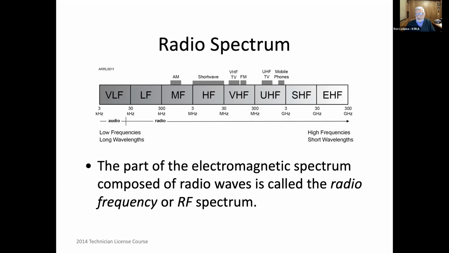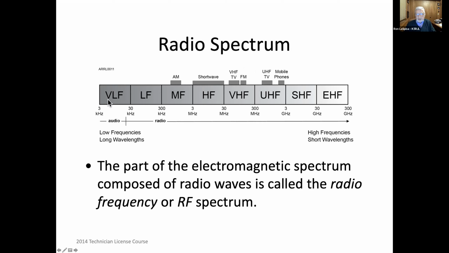Here we have a slide that shows the different parts of the spectrum that you'll ever be aware of. Well, most physicists go farther than this set of ranges here. But we have very low frequencies, low frequencies, medium frequencies, high frequencies, very high frequencies, ultra high frequencies, super high frequencies, and extremely high frequencies. Most of the time when you're doing work with radio, we're going to be talking about this group right in here. This is the part of the spectrum that we like to work in the most.